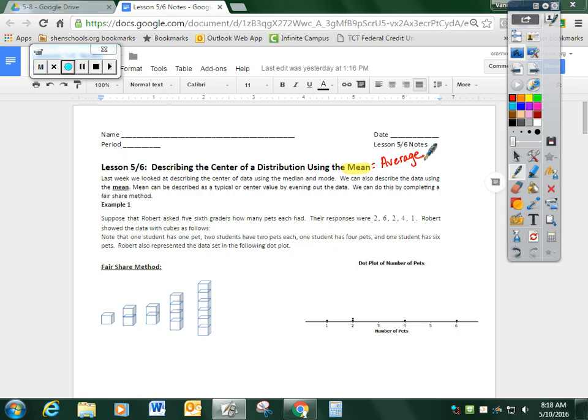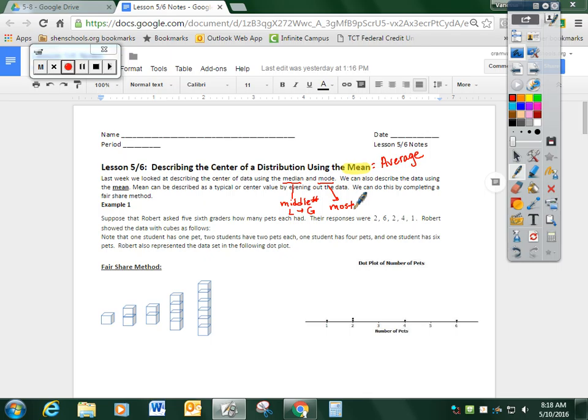Last week, we looked at describing the center of data using the median, which is the middle number when ordered least to greatest. And we also used the word mode to describe center, which is the number that happens the most. We can also describe data using the mean.